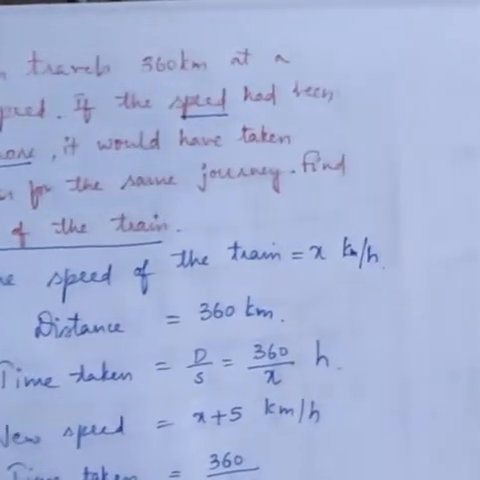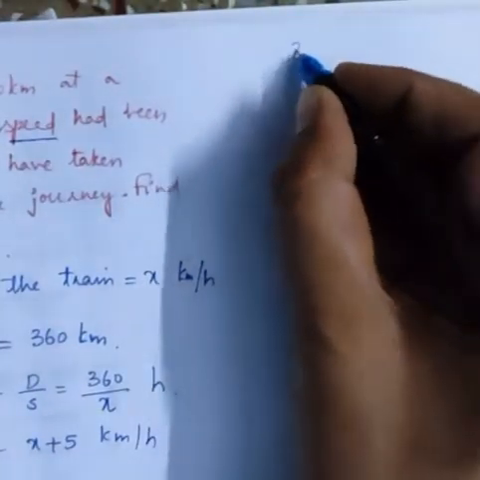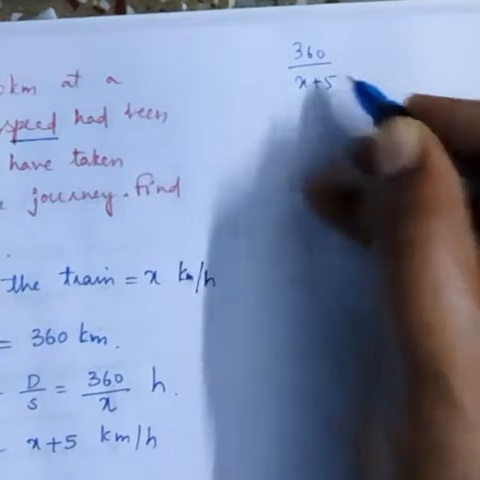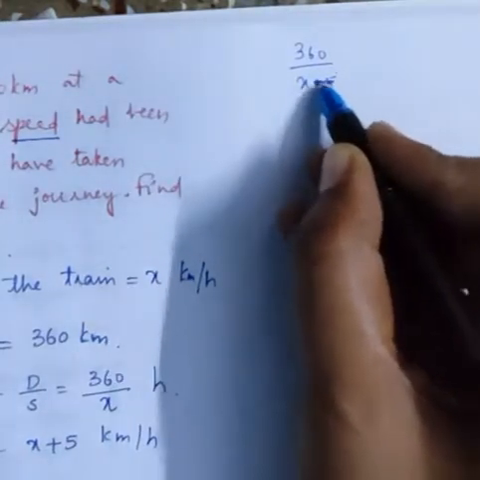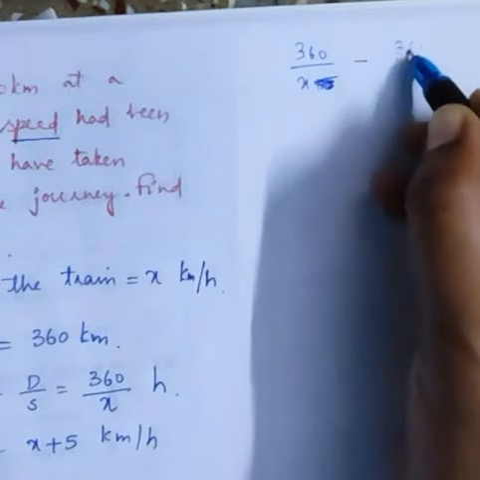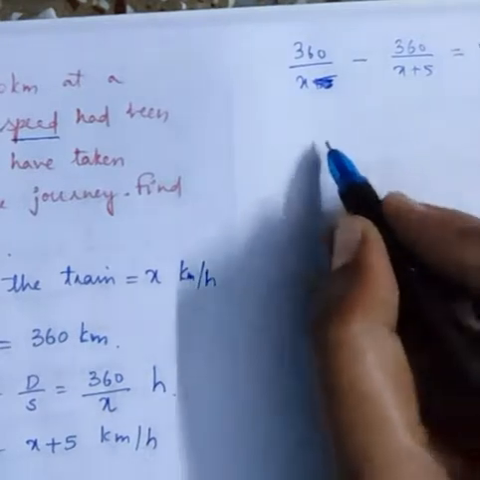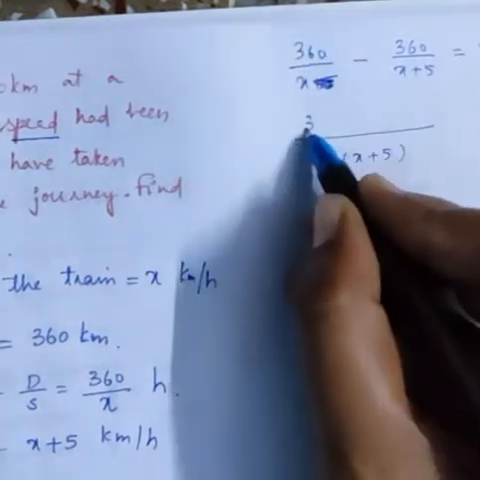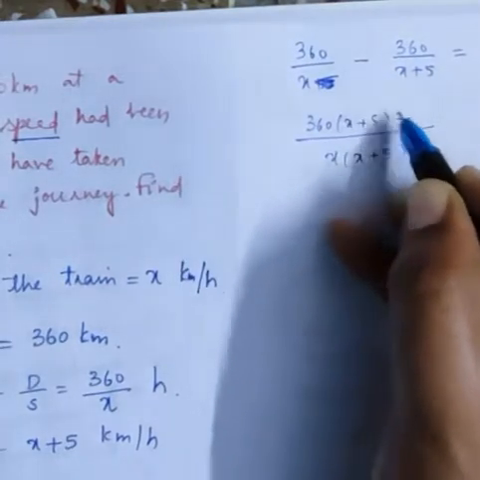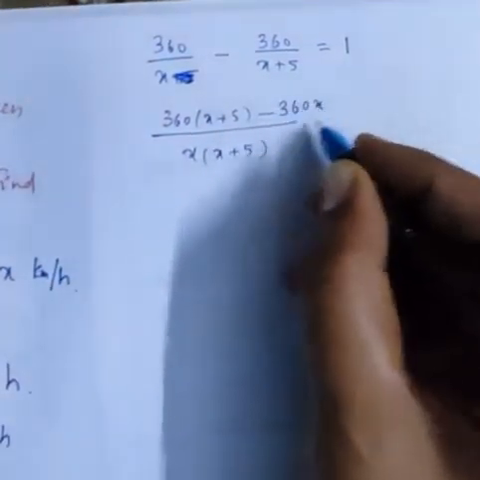Now what I have to write here, as I told you, this 360 by x plus 5 is the lesser time, so not this one first. You have to write 360 by x first, minus 360 by x plus 5, which is equal to 1 hour. So now the LCM is x into x plus 5. So 360 into x plus 5 comes as it is, minus 360 into x, which is 360x, which is equal to 1.